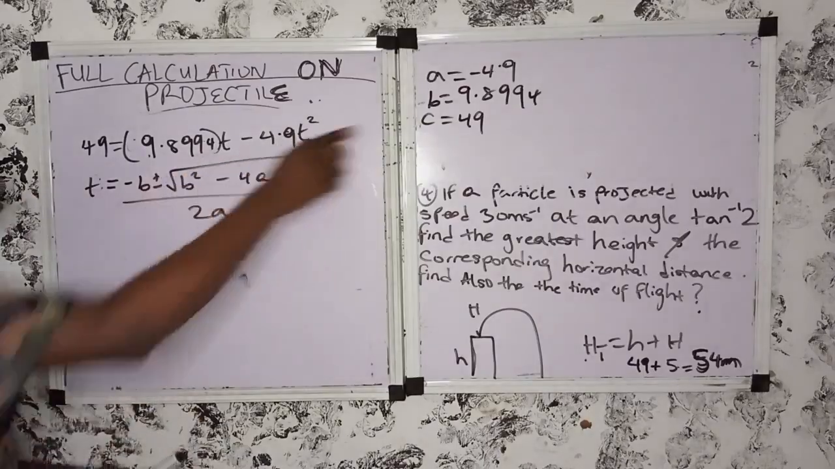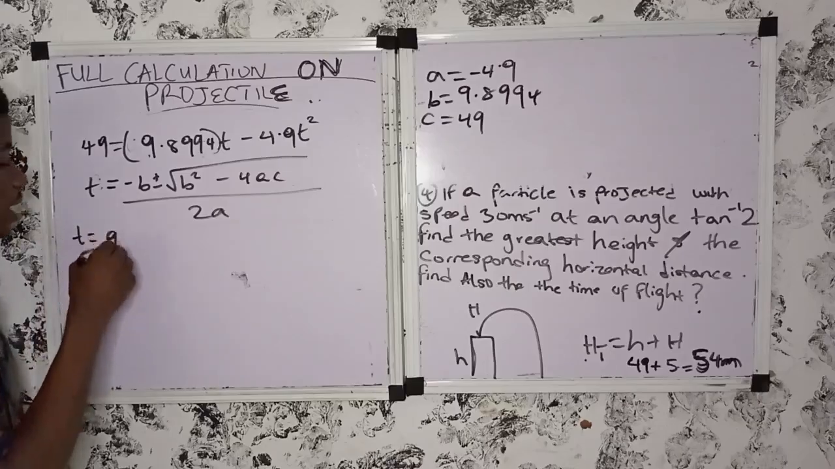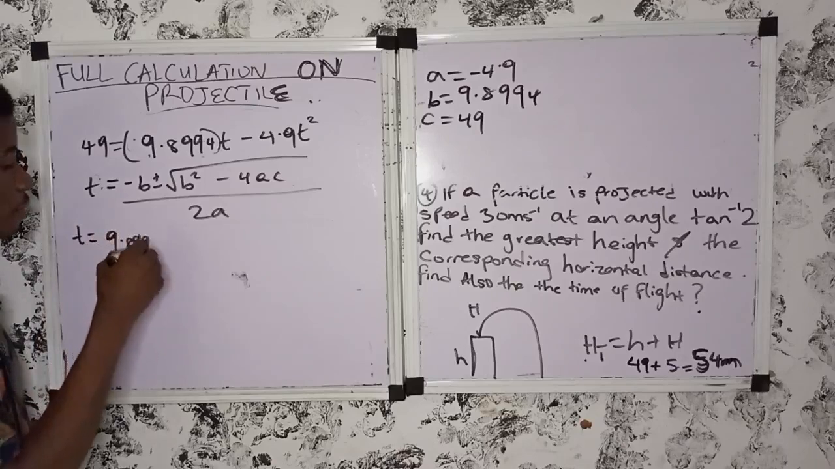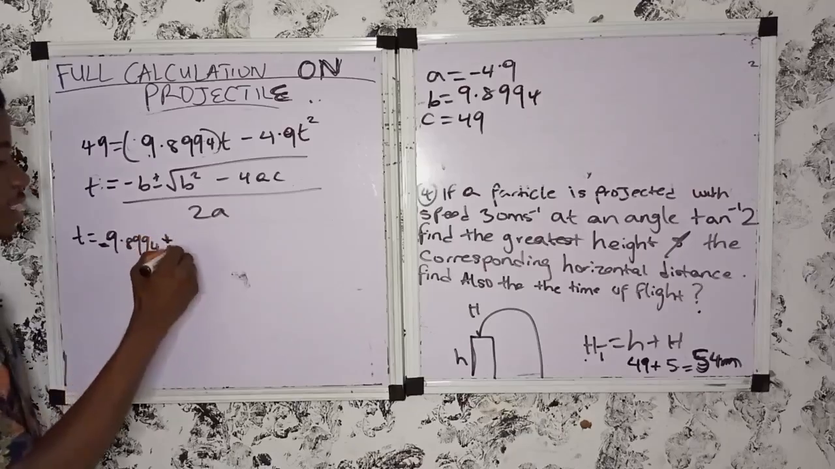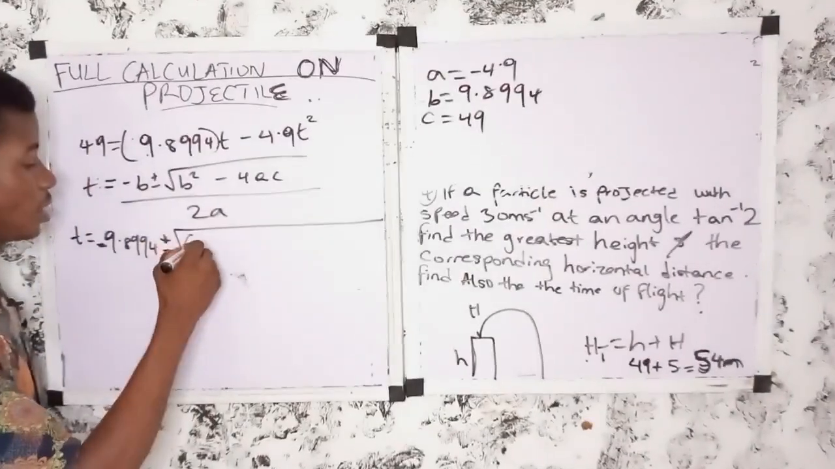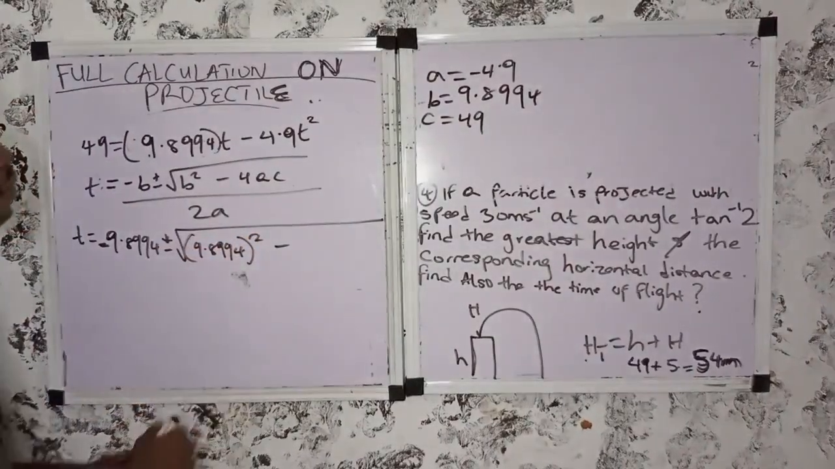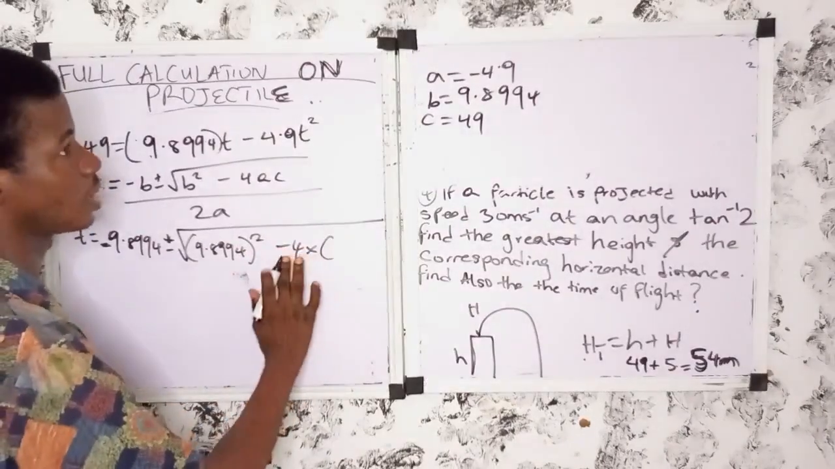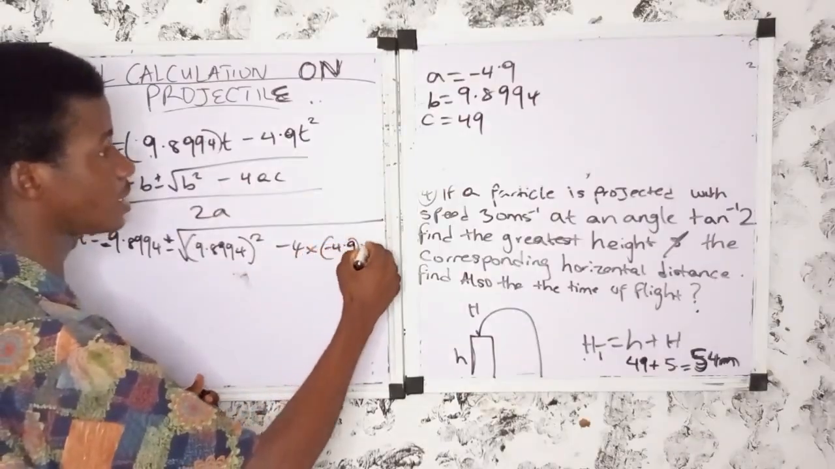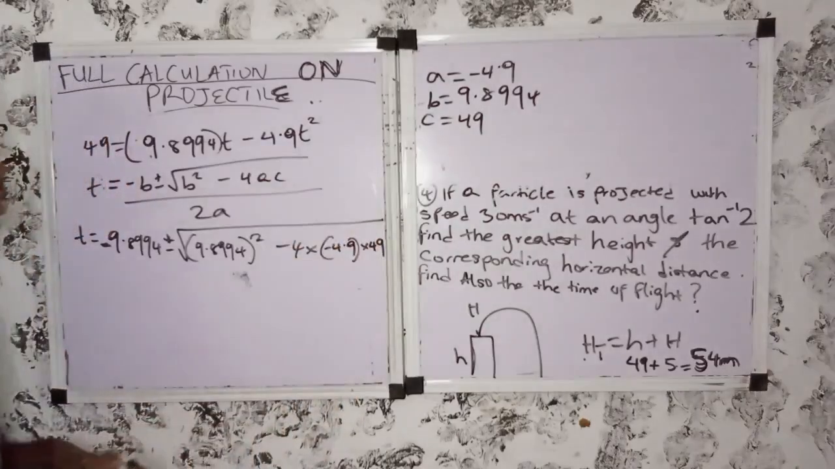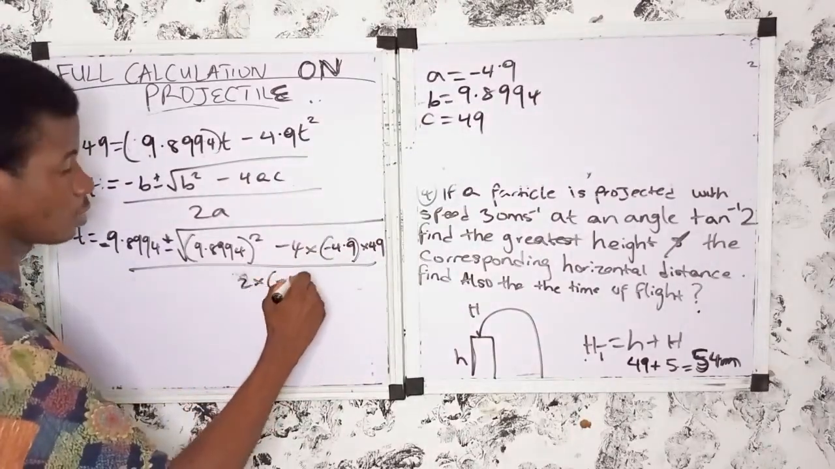So let's continue. Our b is 9.8994. T will be equal to minus b, then plus or minus, remember there's a minus, don't forget this minus. Then root of b squared, 9.8994 all squared, minus 4 times our a, which is minus 4.9, then times c, which is 49. Then divide by 2 times a, where a is minus 4.9.